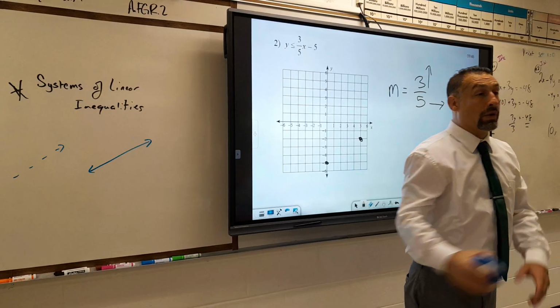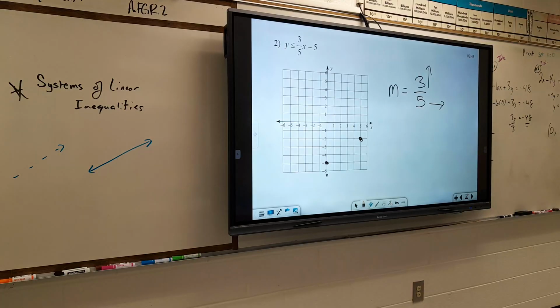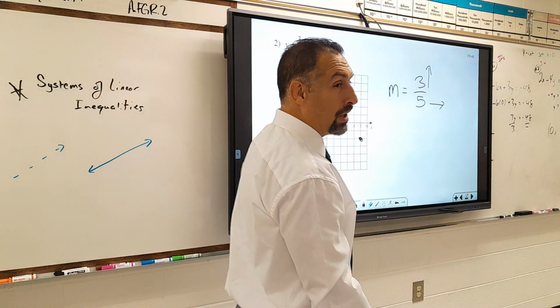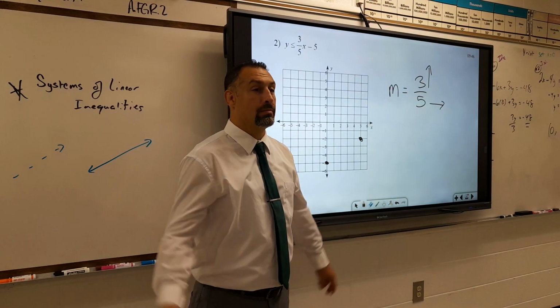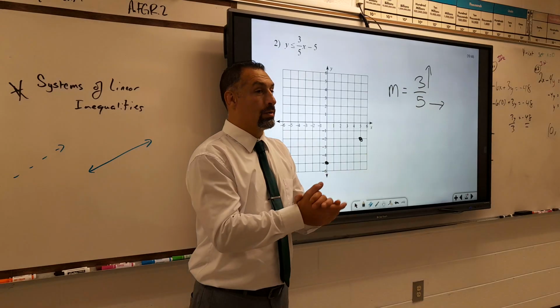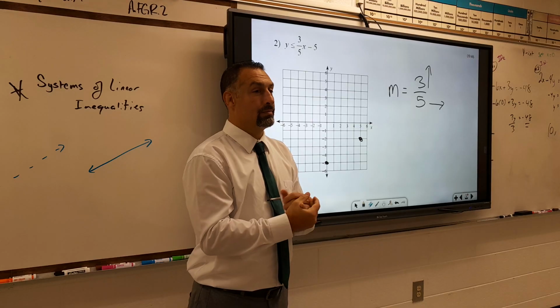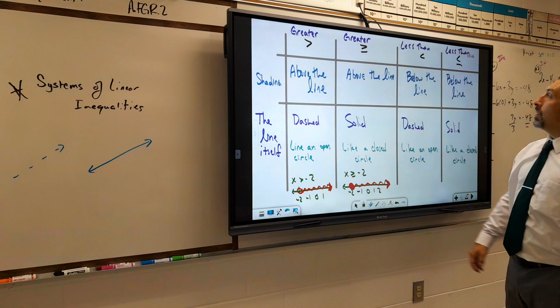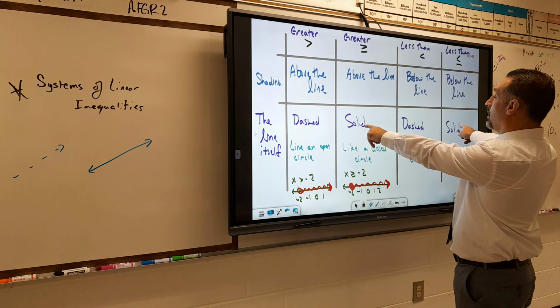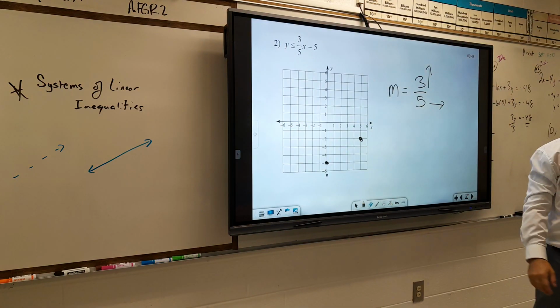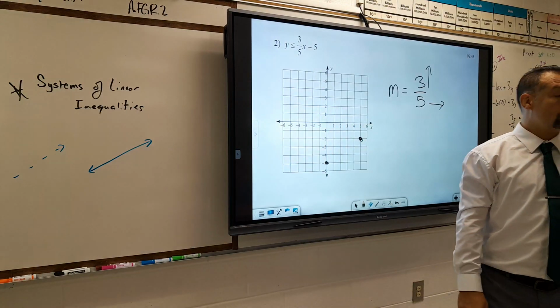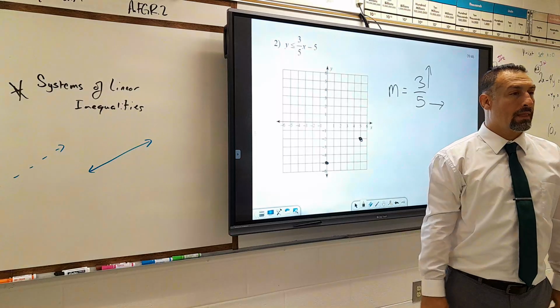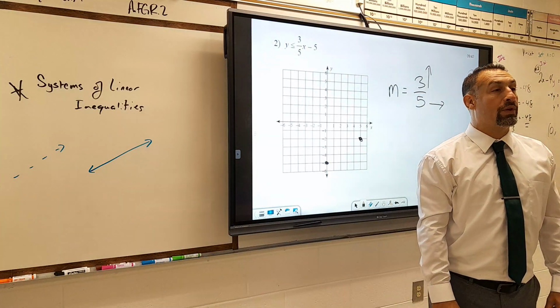What kind of line are we going to have? Oh, make eye contact. What kind of line? Is it solid or dashed? And why? The answer's in your notes we just wrote down. The solid ones are here. She just said solid. Why? What does the inequality symbol have with it?